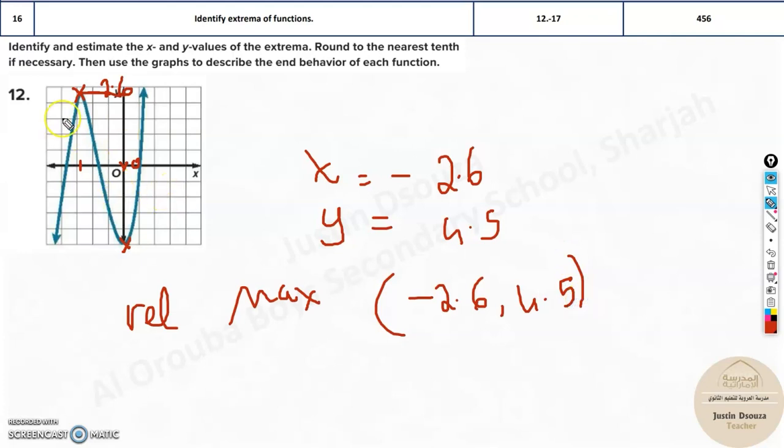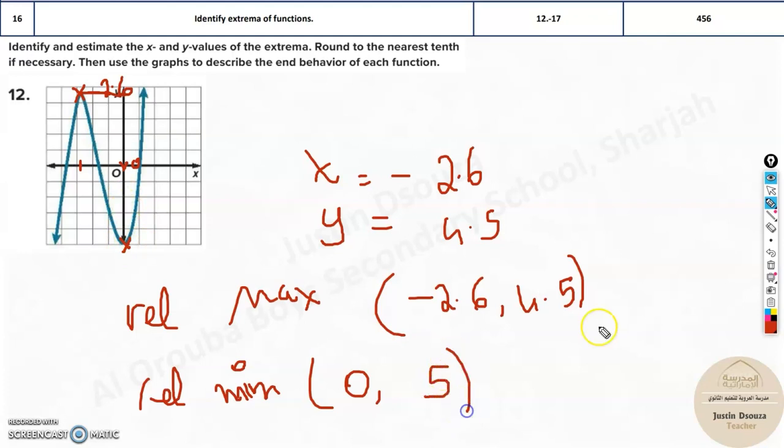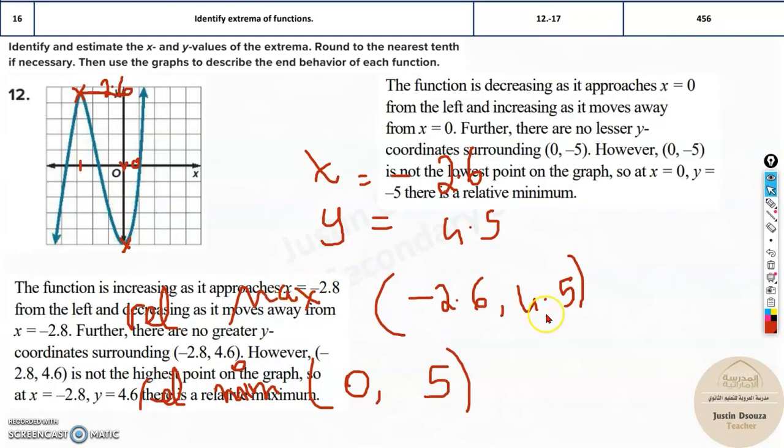Now this may not be accurate. I have not done it accurately. Look at your options. Only one will be accurate. So this is the relative maximum. What is the relative minimum? Relative minimum, MIN, short form. X value is 0. What is the y value? 1, 2, 3, 4, 5. So this is the relative minimum.